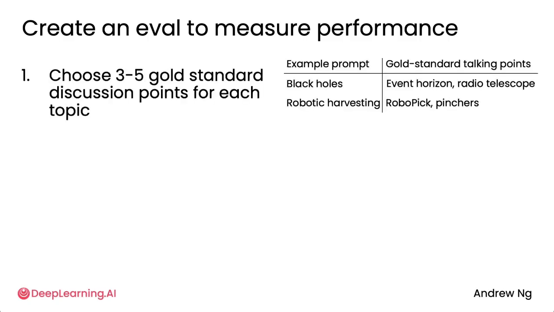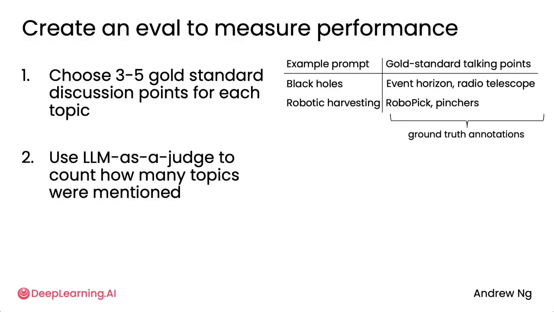For example, you might come up with a number of example prompts on black holes, robotic harvesting, and so on. And for each one, come up with, let's say, 3 to 5 gold standard discussion points for each of these topics. Notice that here, we do have a per example annotation because the gold standard talking points, that is the most important talking points, are different for each of these examples.